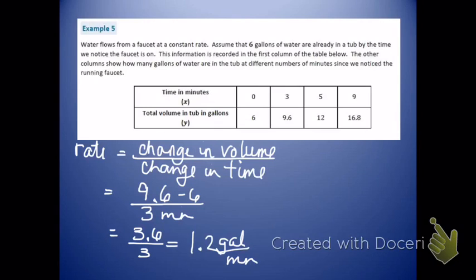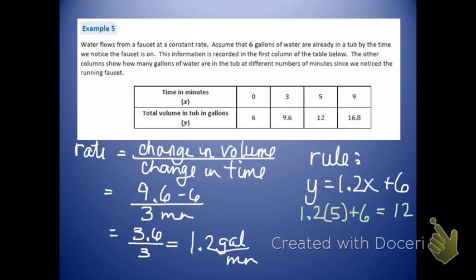All right, so we can now write the rule because we know the rate and we know the starting condition. So we can write our rule as the rate times the time that the water's flowing, so 1.2 times x, which is time, plus 6, because we started with 6 gallons. If you look at this at time 0, this term would be 0, and y would equal 6. And there's our 0, 6.